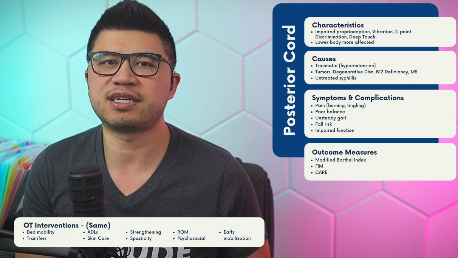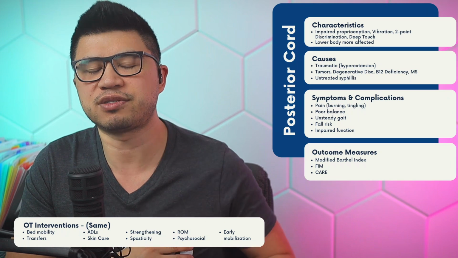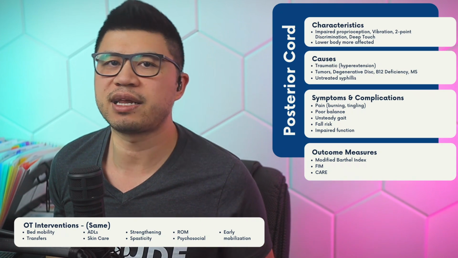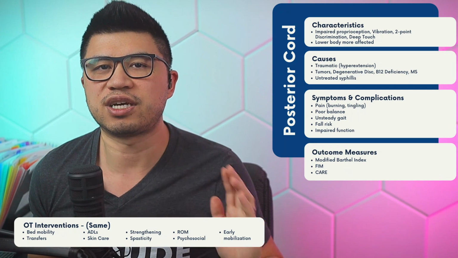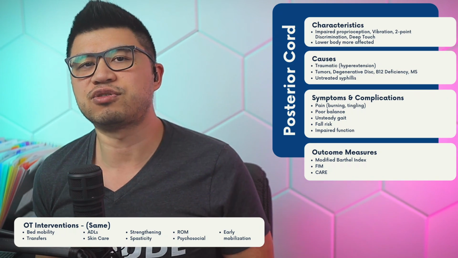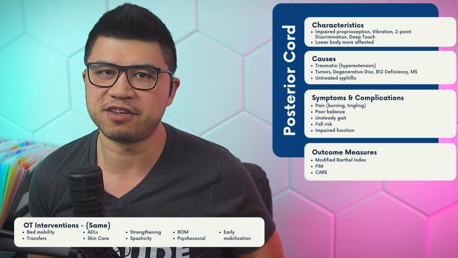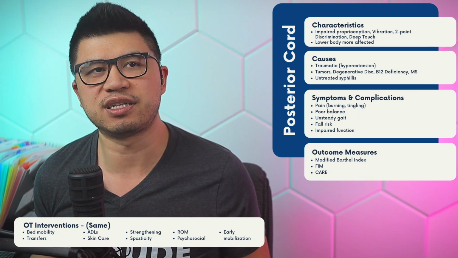The levels affected can be from cervical to thoracic, most commonly, but also down in the lumbar regions of the spinal cord. Causes include traumatic injuries, such as a hyperextension injury, such as from car accidents. Also tumors, degenerative disc disease, B12 deficiency, multiple sclerosis, and even untreated syphilis.